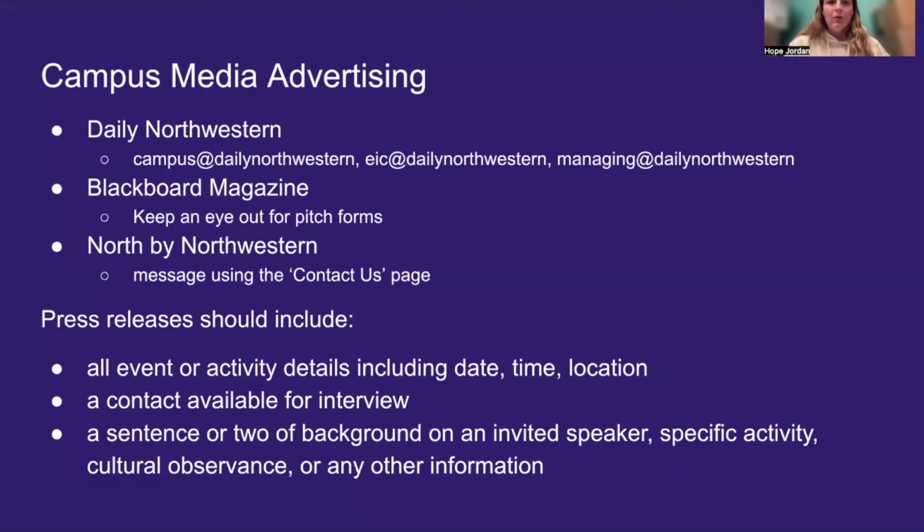But if you're interested in your event being published, write up a short press release to send to the publication that includes all the details of your event, like the date, time, and location. Also provide a contact for the reporter to interview if they're interested in doing so. And also give a sentence or two of background on the invited speaker, specific activity, culture observance, or any other information that is related to your event so that the reporters for these publications know what they're getting into and know if there's space to include advertising for your event.